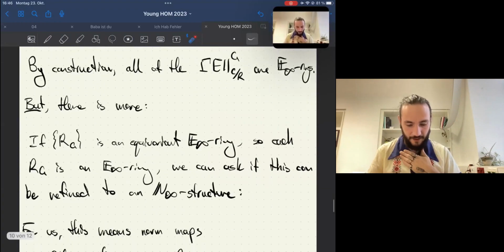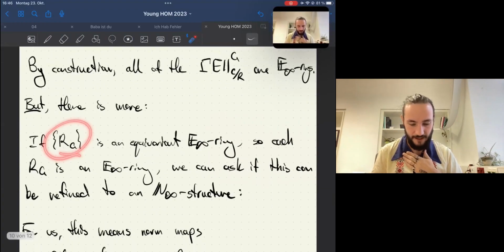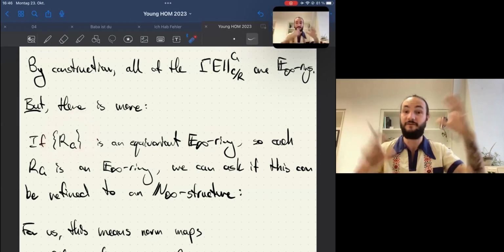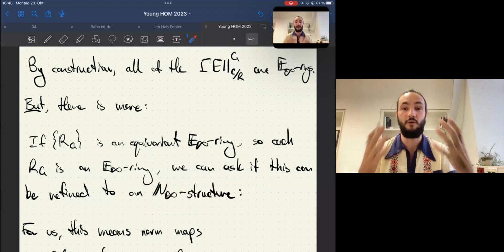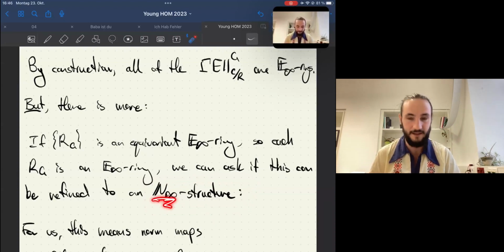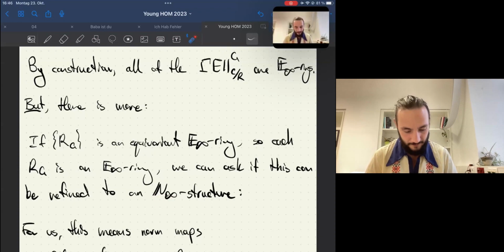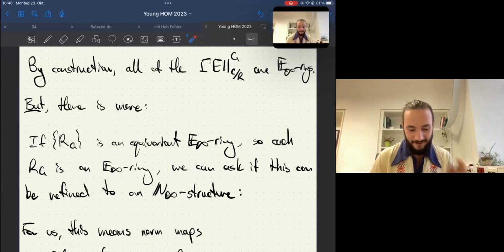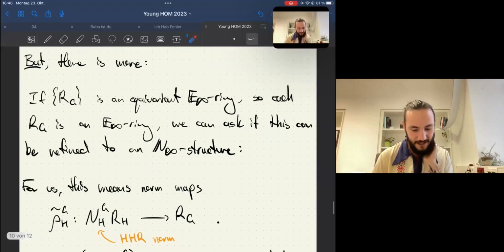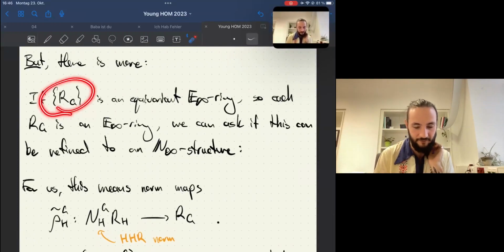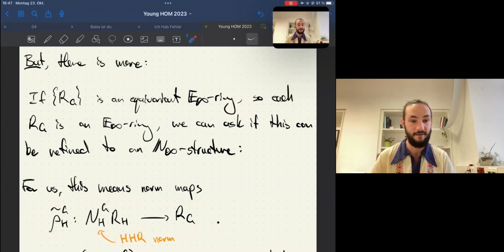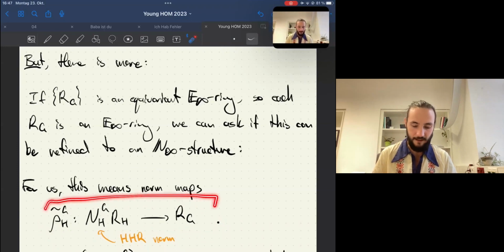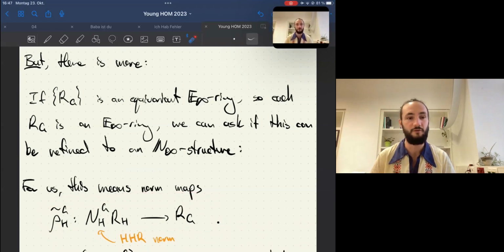Excuse me. So one way you can ask for this, if you have some sort of equivariant E infinity ring, or some collection of E infinity rings as they vary over different compact Lie groups, is whether this E infinity structure can be refined to some N infinity structure where you have norms and stuff like this. I'm using N infinity in terms of Blumberg-Hill, sorry. So for us, this means if you have a collection of equivariant E infinity rings like this, do there exist norm maps like this in some coherent sense? Do there exist norm maps which refine the usual multiplication?